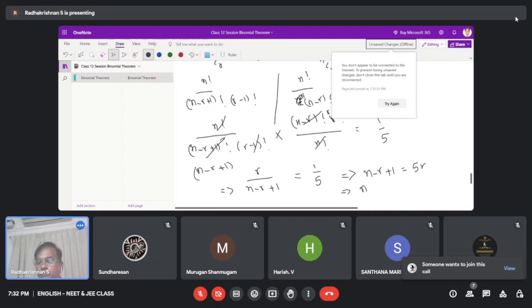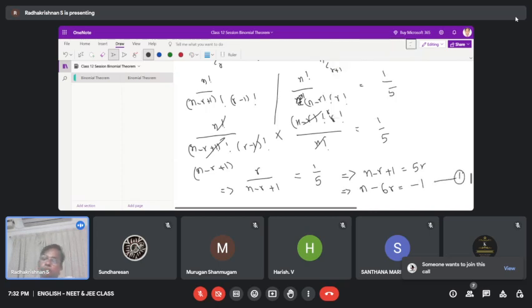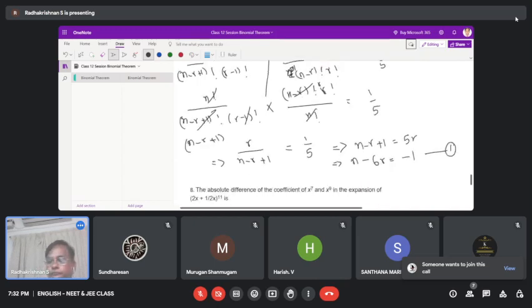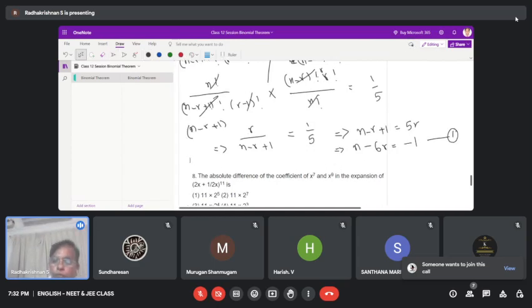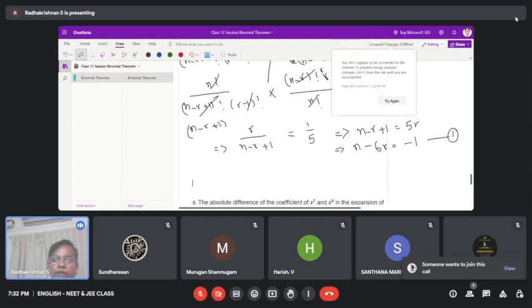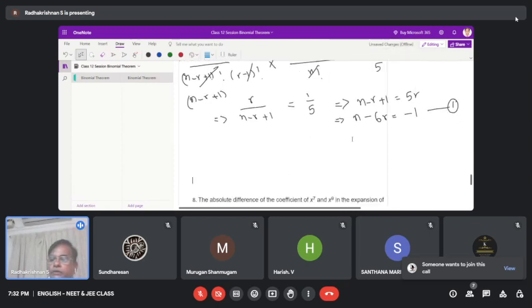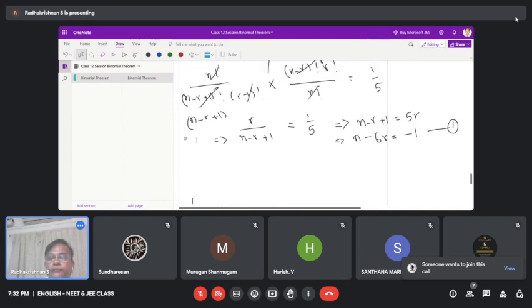n minus 6r equal to minus 1. This is your first equation. Similarly, you write the other expression, and in the same way you will get another equation in n and r, and then you have to solve for n and r.